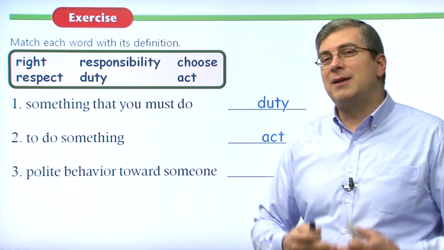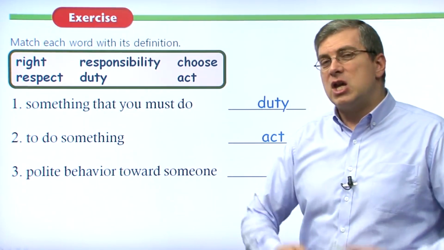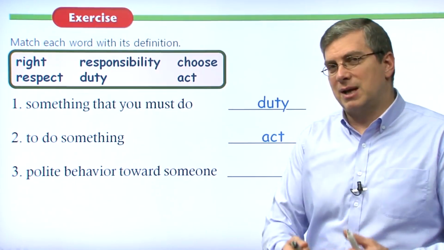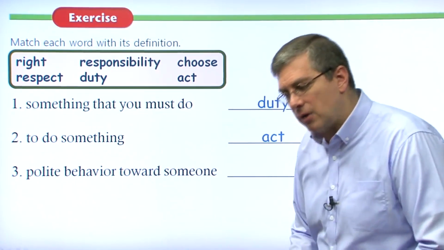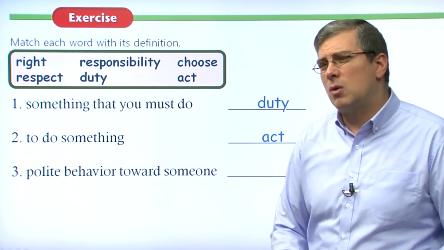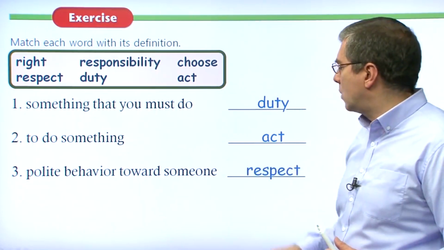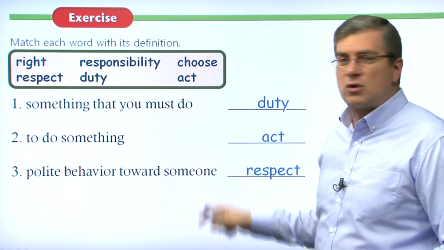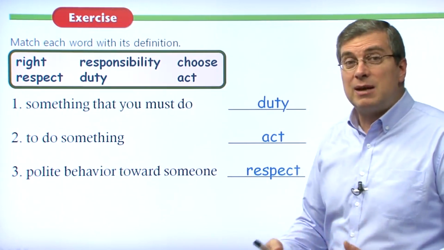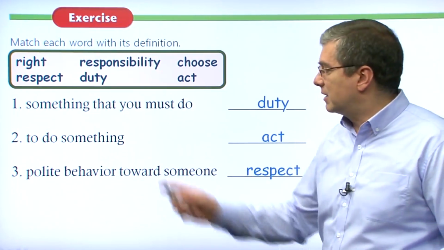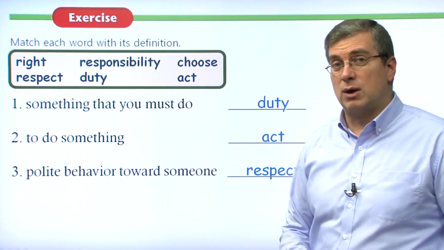If you have polite behavior towards someone, you are showing them something. What are you showing somebody if you shake their hand or you bow to them or you listen to them or you are polite to them? What are you doing? You are showing respect. You are having polite behavior towards someone. You are being polite towards someone. And that is a way to show respect. Respect is polite behavior towards someone.